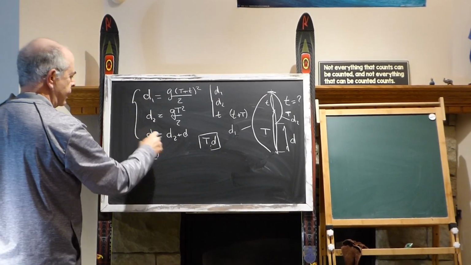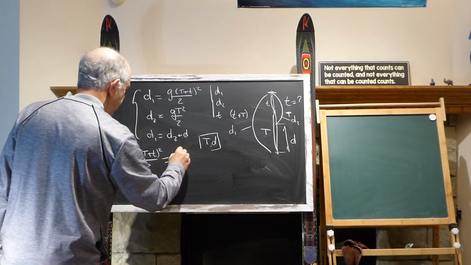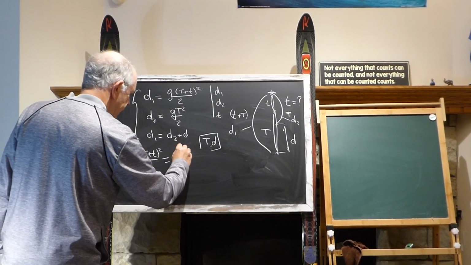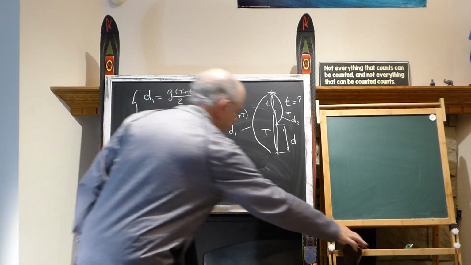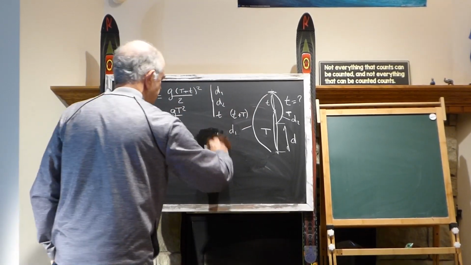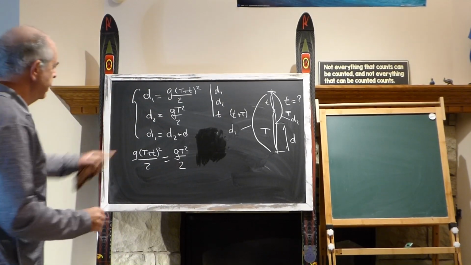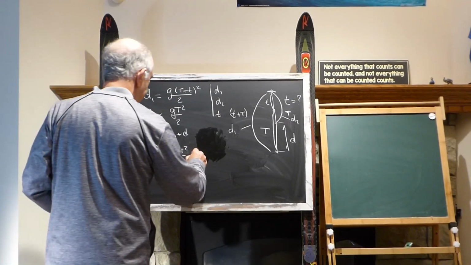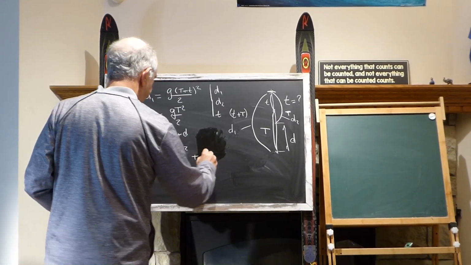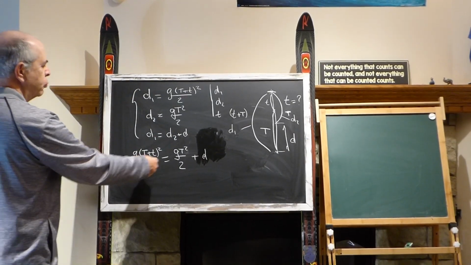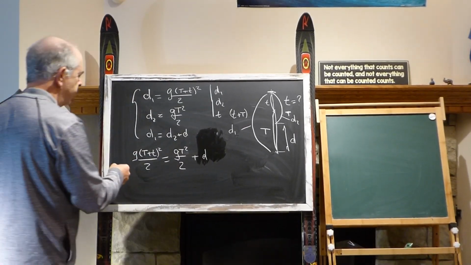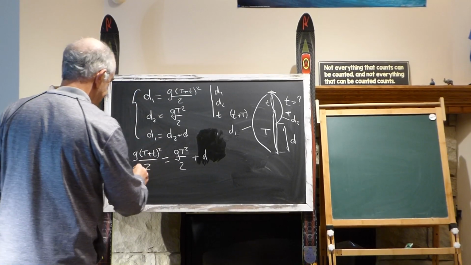This is d1 and it is equal to d2. I have to write it exactly as it is, g T squared over 2, right? It's d2 plus d. Let's get rid of 2. Multiply everything by 2 and let's open the brackets here.